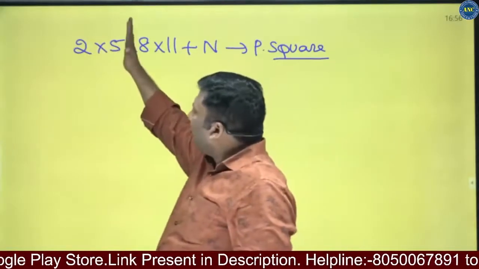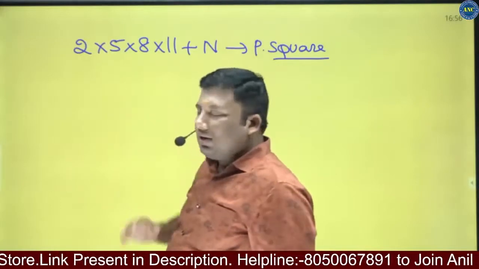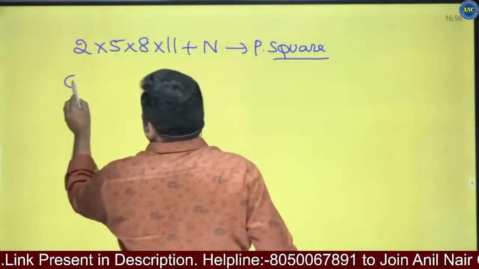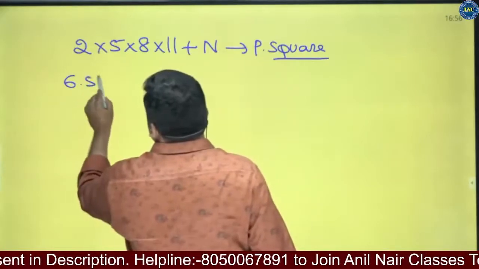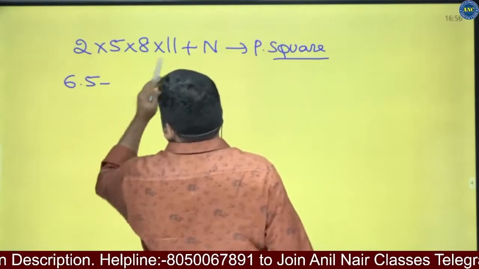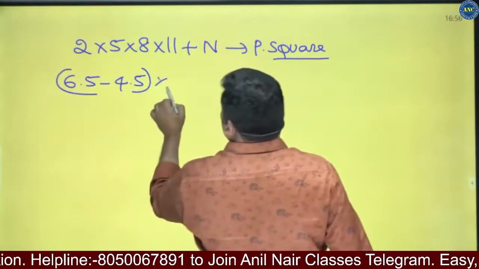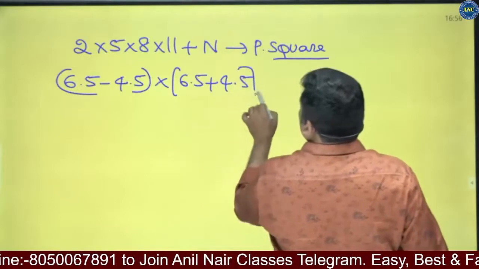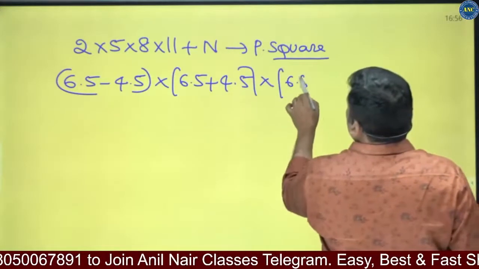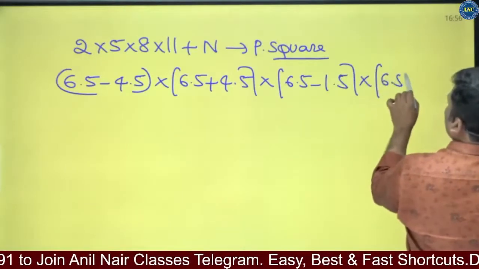Oh, 2, 5, 8, 11. This is in arithmetic progression. So this will become 6.5. 11 plus 2 by 2, 13 by 2, 6.5. 6.5 minus 4.5. Are you all with me? 6.5 plus 4.5. 6.5 minus 1.5, 6.5 plus 1.5.